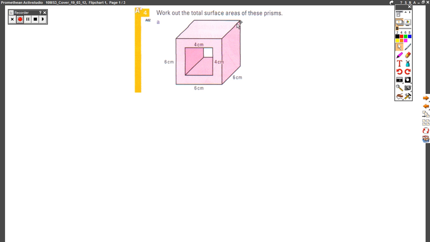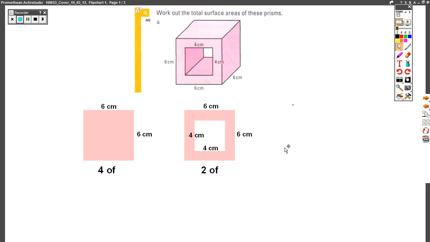So to begin, we've got 1, 2, 3, that's at the bottom, and 4, that's at the side, 6 by 6 squares. And then we've got 2, 6 by 6, take away the area of a 4 by 4 square shapes. So we've got one at the front and one at the back. And finally, yes, you were correct, inside we've got 4 by 6 rectangles. So one at the bottom, one at top, one on this side, and one on the other side.